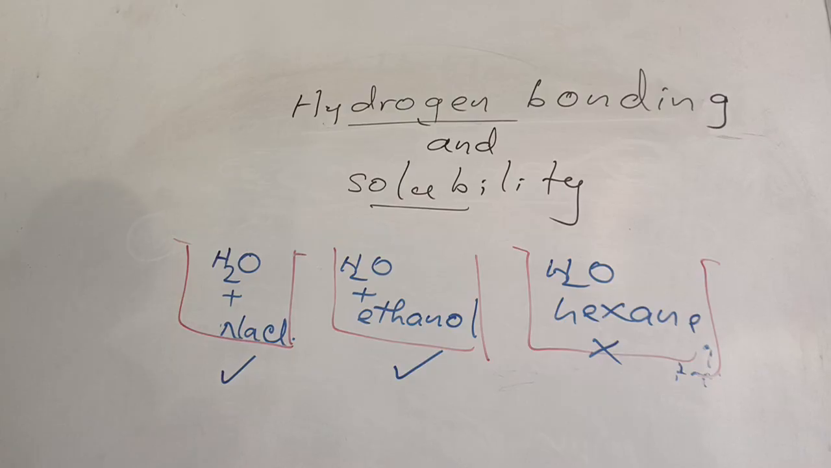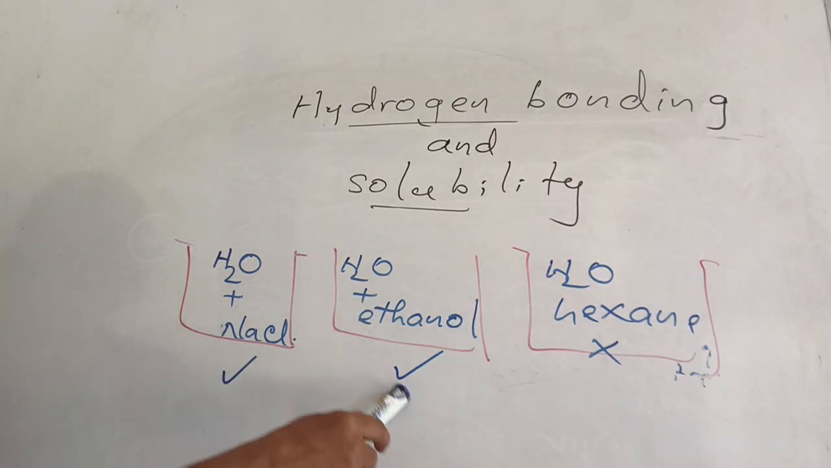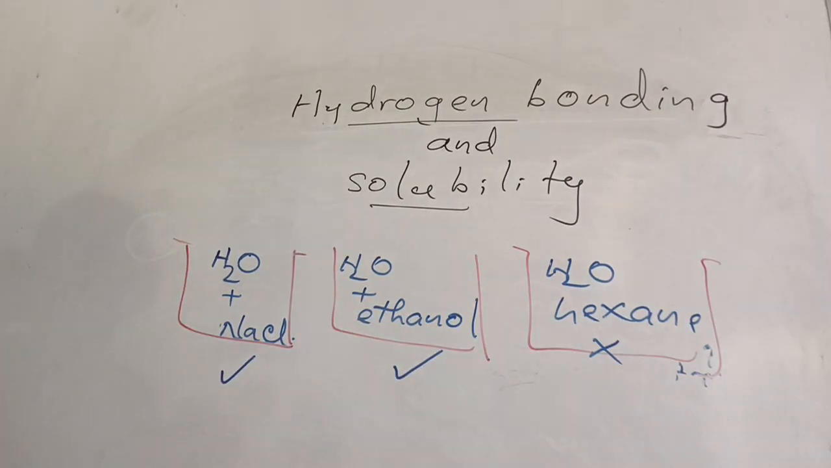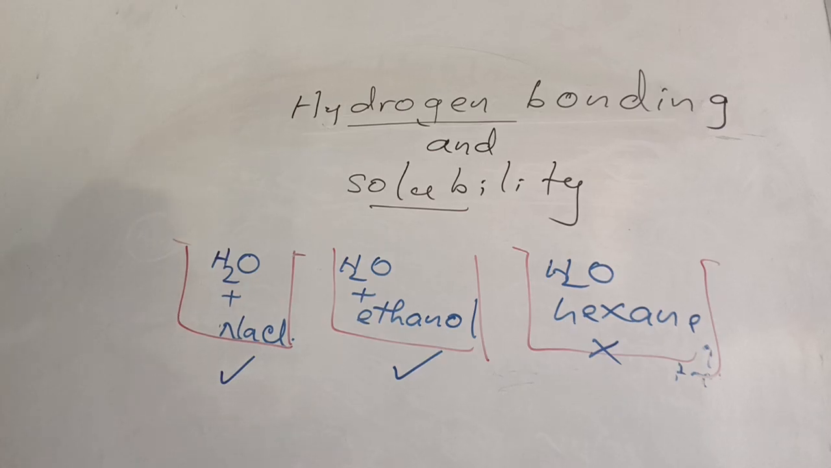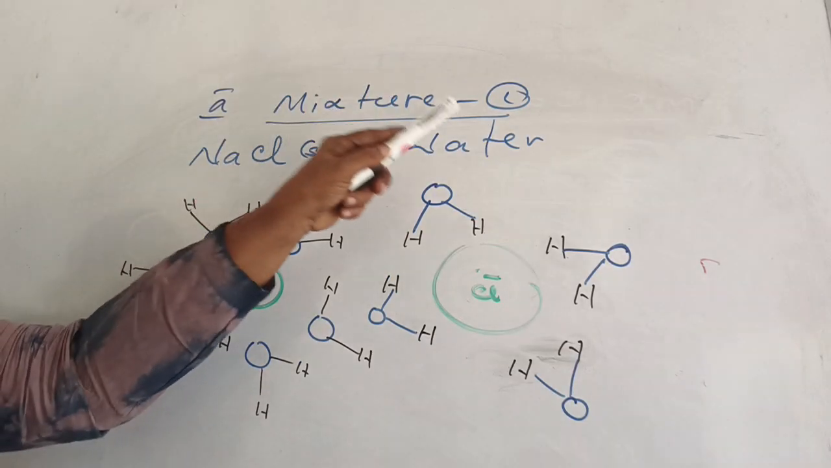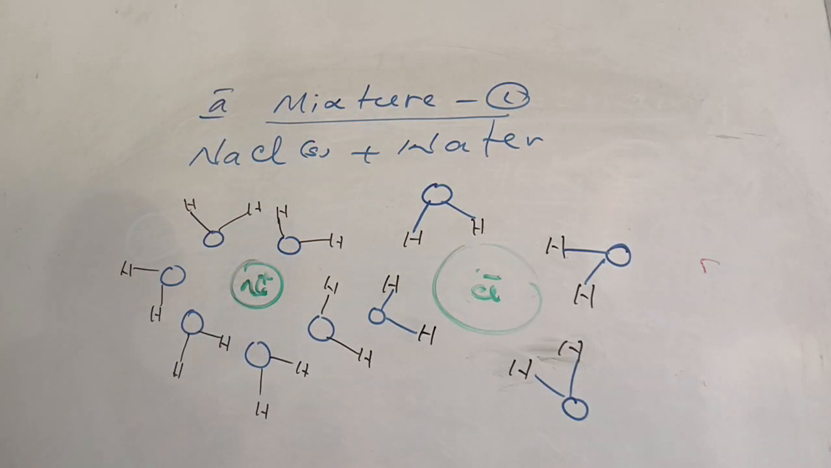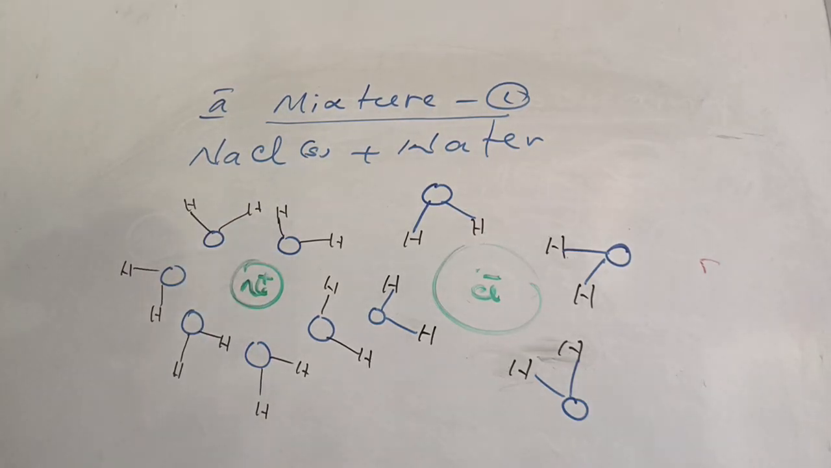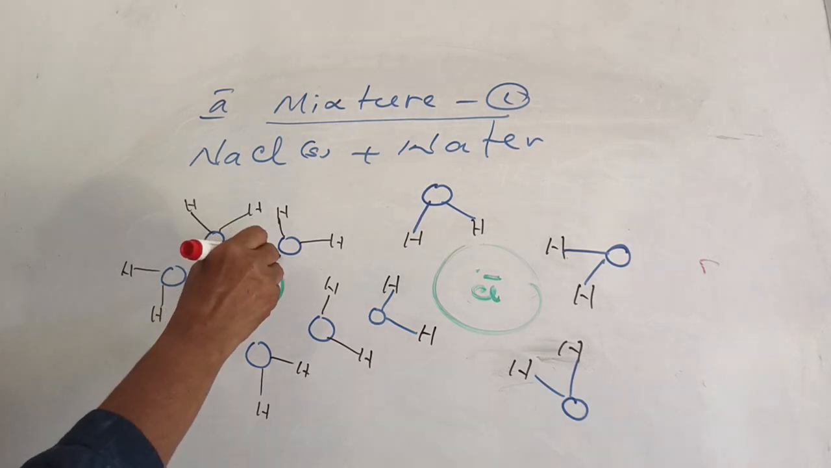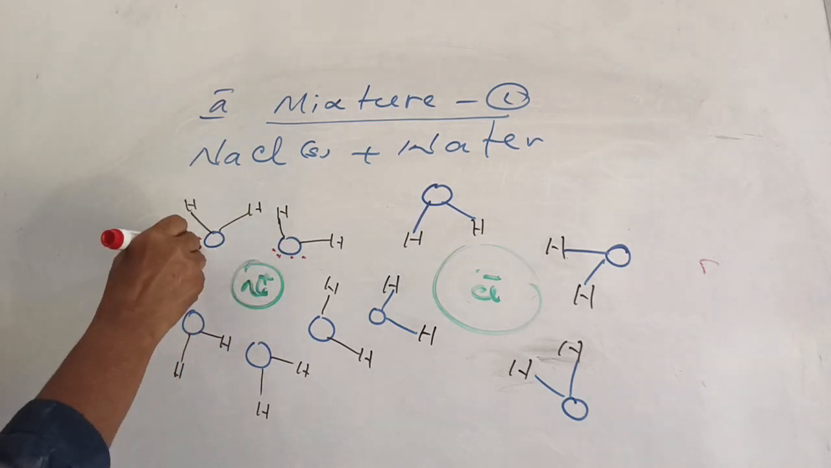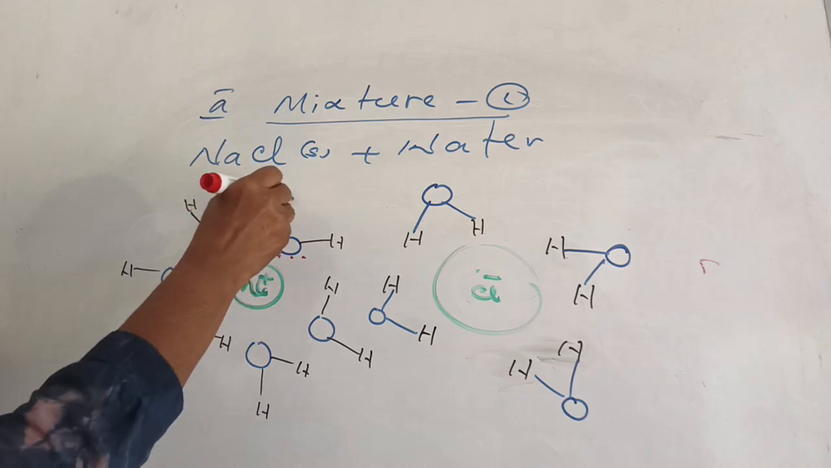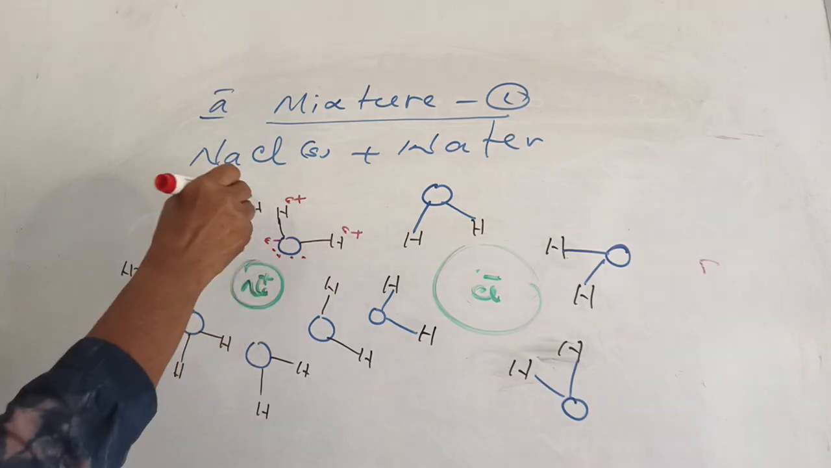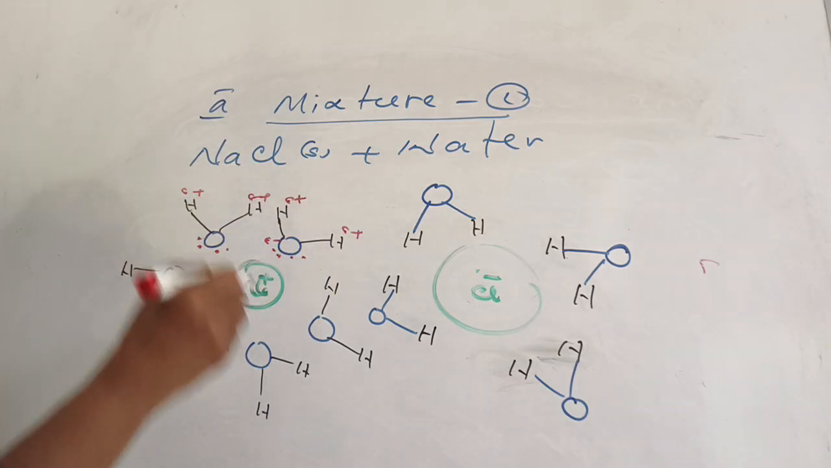We see the reasons for these two to get dissolved, and why not the hexane dissolved in water. I have taken the mixture number one, sodium chloride and water. You can see the oxygen has greater electronegativity. So in the water molecules, the two lone pairs are here. At the same time, slightly negative and slightly positive charge separation occurs in water molecules.